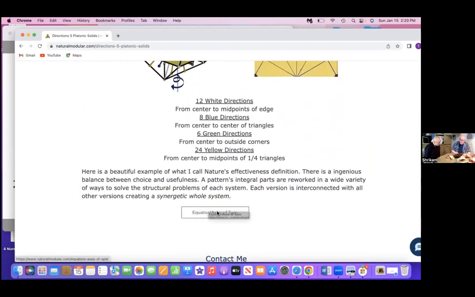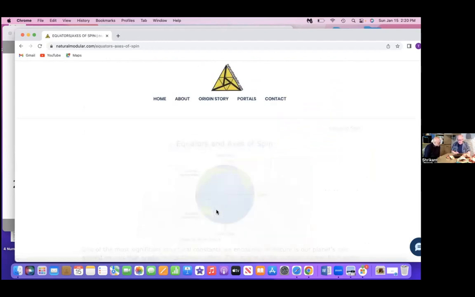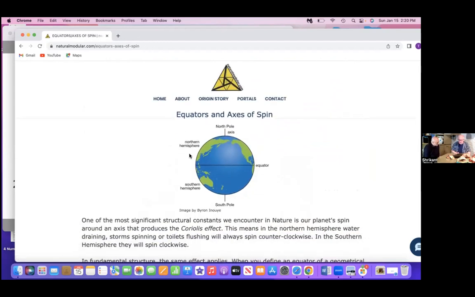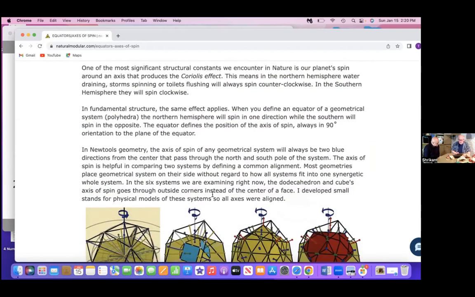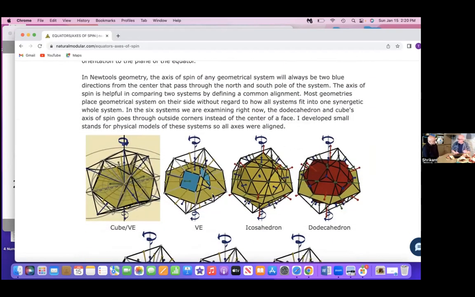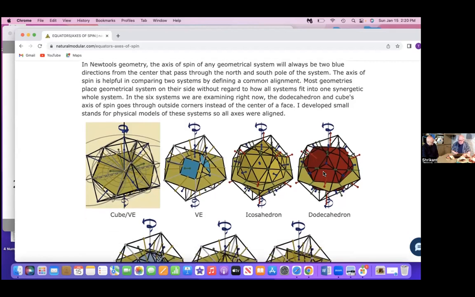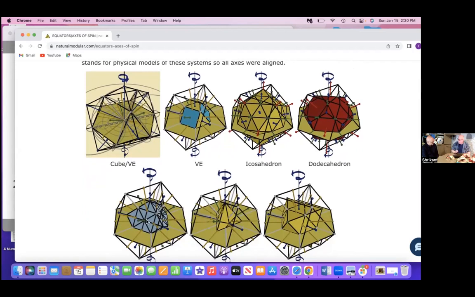Wonderful. Then the last is the equators that we've talked about before. The Coriolis effect is true. And most geometries, they show the pieces laid on their face with no consideration, does it have an axis of spin? Yes. So the dodecahedron and the cube have to have little stands because their axis of spin goes through their outside corners. The other ones have a flat surface.